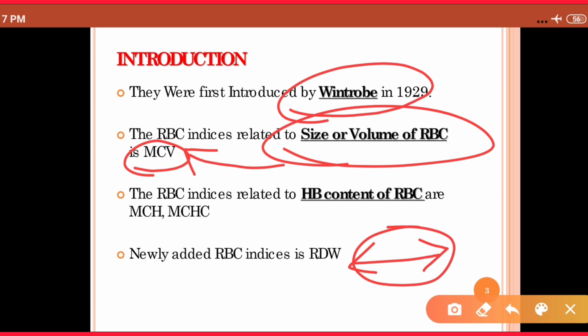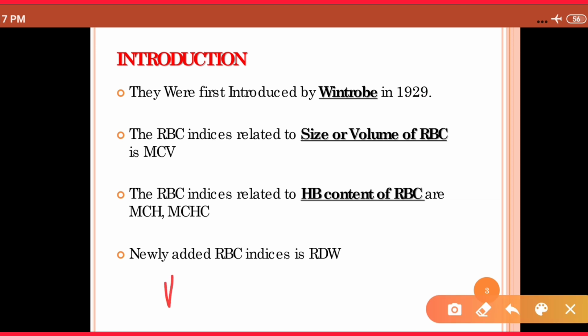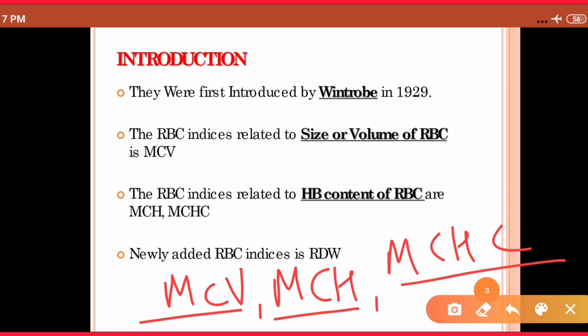And the RBC indices that give you an idea about the hemoglobinization of RBC, the hemoglobin content of RBC, are the MCH and MCHC. So these three are the basic red blood cell indices that were introduced by Wintrobe early in 1929. That is your MCV, MCH and MCHC. MCV means mean corpuscular volume. It reflects the red blood cell size, right? MCH means mean corpuscular hemoglobin, and MCHC means mean corpuscular hemoglobin concentration. So these two are related to the hemoglobin content of red blood cell.